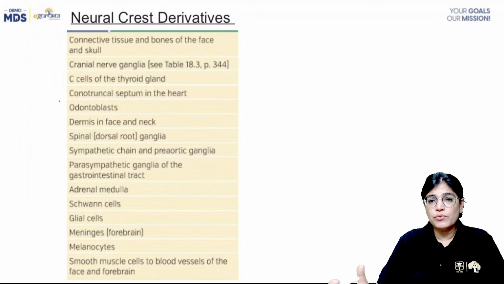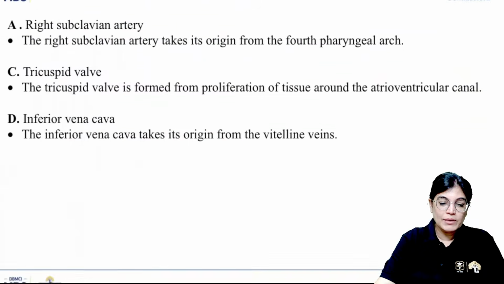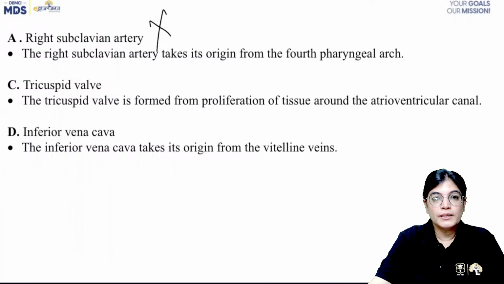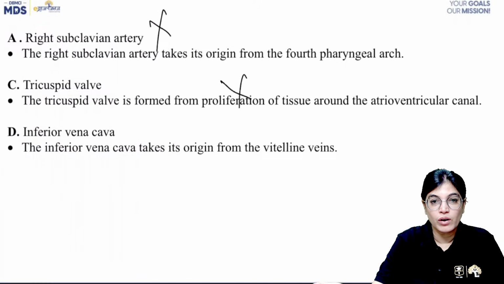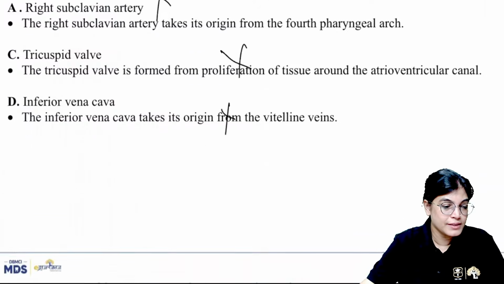So there is a mnemonic for it, CA motal, like this. Mnemonics are also there. Please go through the derivatives. Now coming to the next, obviously the right subclavian is not derived. It's in relation to the right fourth pharyngeal arch. The tricuspid valve is from proliferation of tissues of the atrioventricular canal. The inferior vena cava is not the origin. It arises from vitelline veins.